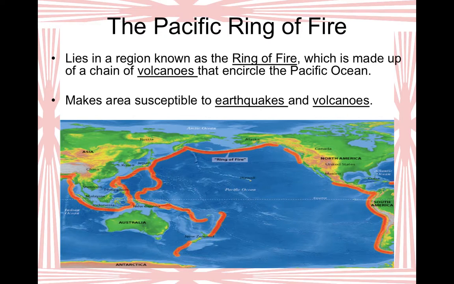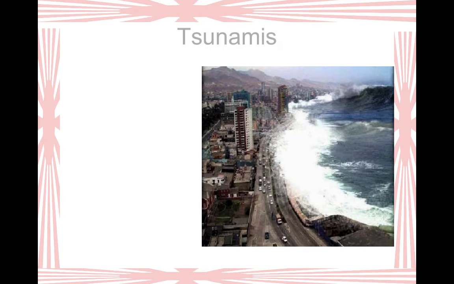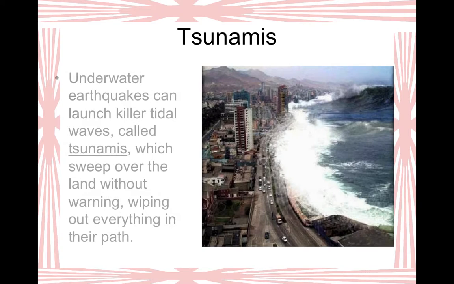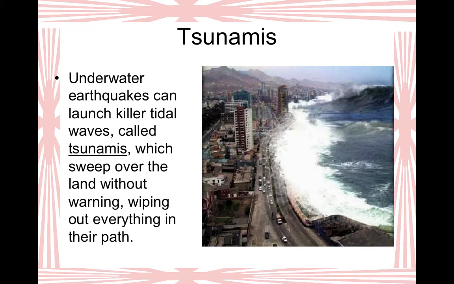Because there's so many volcanoes, it makes this area really susceptible to earthquakes, which can lead to something called a tsunami. There have been tsunamis in the past, and basically what a tsunami is, it's a large underwater earthquake that shifts the water and begins the process of sending large tidal waves which sweep over land without warning. And these can be very, very dangerous, and they have happened not only in Japan but in lots of countries around the world.